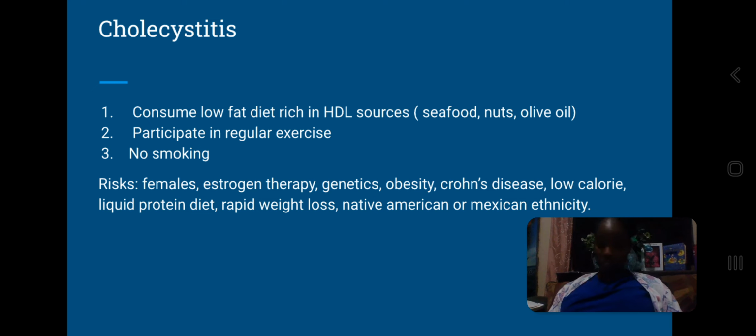Now, here are your risks. So females, I don't know why, there's the estrogen therapy, genetics, obesity, Crohn's disease. Now, when we come across another GI disorder, we're going to go and talk about it. So, how would Crohn's disease cause cholecystitis?